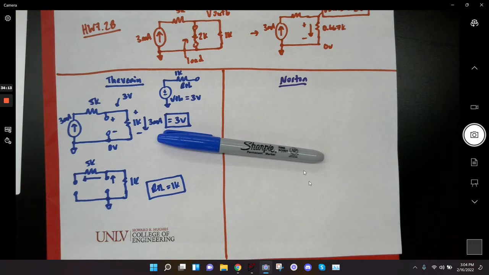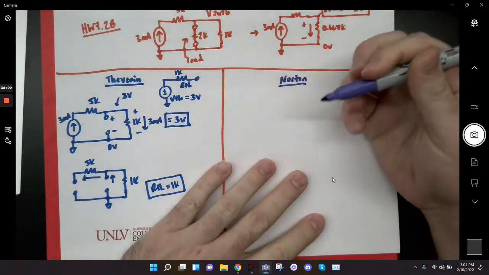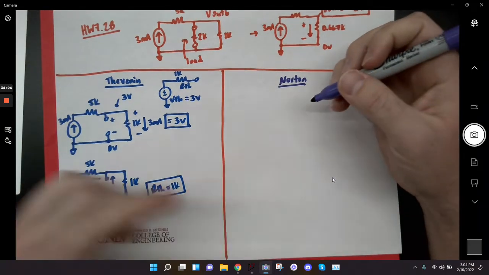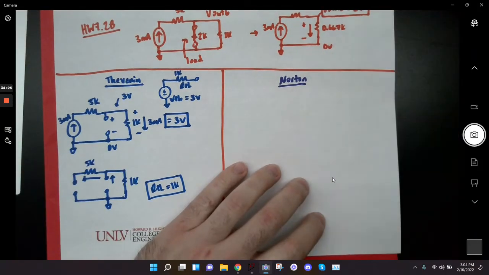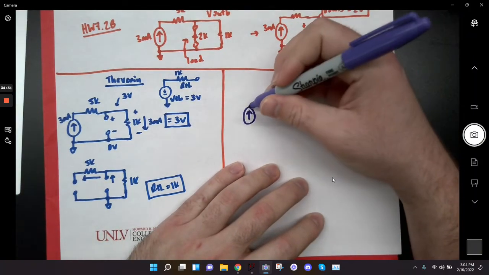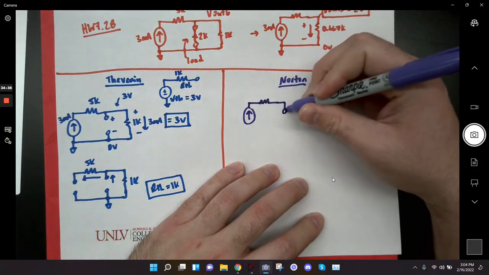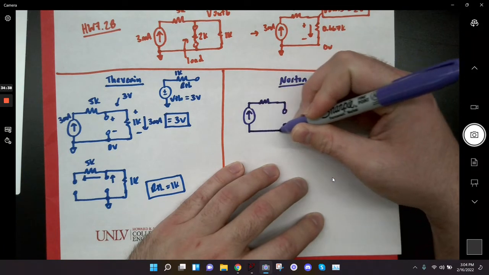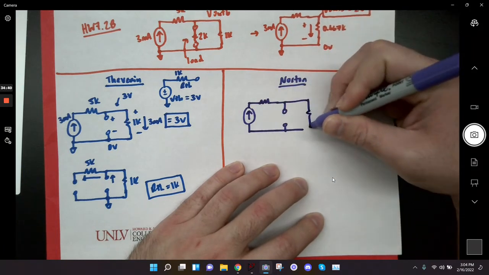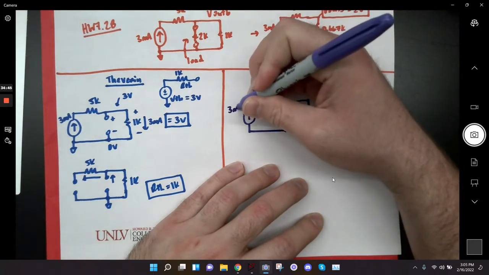All right, any other questions? Otherwise, I'm going to do the Norton. All right, Norton. So now, Norton. I'm going to draw my original circuit without the load, and I'm going to short the load terminals together and measure the current there, exactly like we did last time. This is my original circuit. That's a 1K, that's a 5K, that's a 3 milliamps.